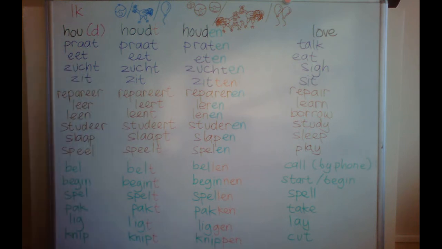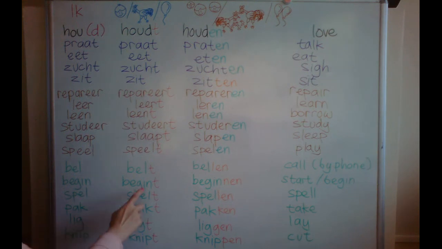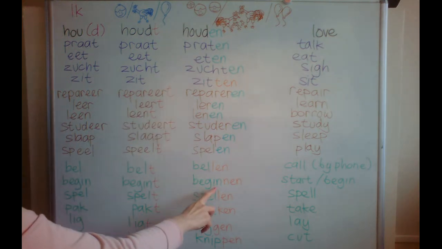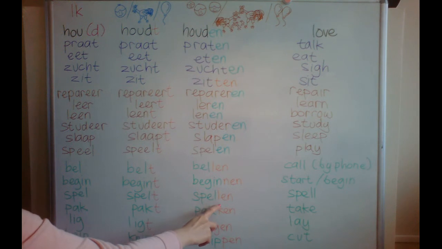And now we will learn another version or formation or format or order. This one for ik, and this one for subject that consists of one. We just have to add t at the end of the words.